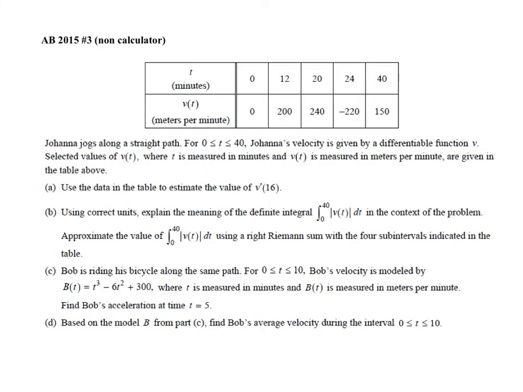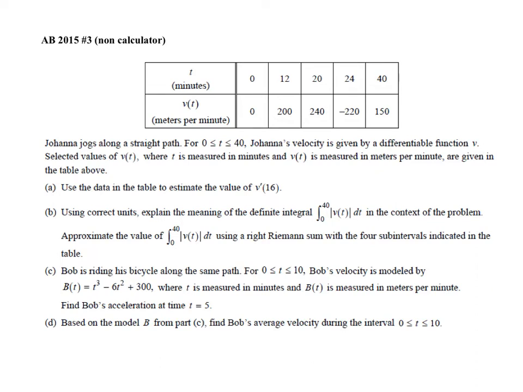Okay, the last FRQ that I'm going to go through with you for this particular section is going to be from 2015, the AB calculus exam. This is number 3, which is non-calculator, and this is on page 6 of the notes. So we have this person jogging, and we have all of the velocity written in the table from 0 to 40, and the function v is differentiable. Those are sort of the highlights of the problem.